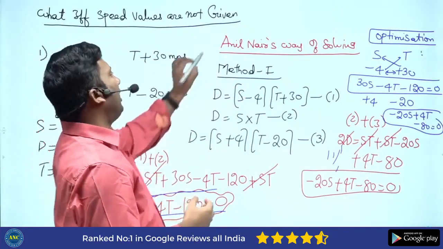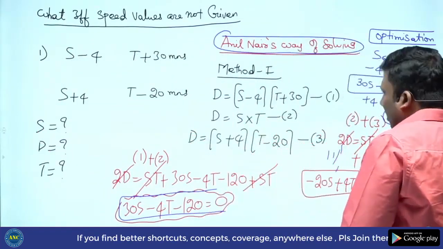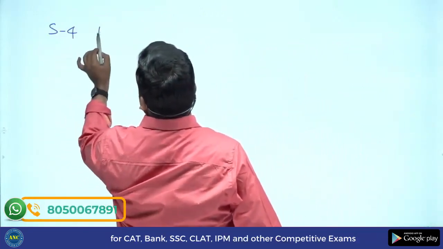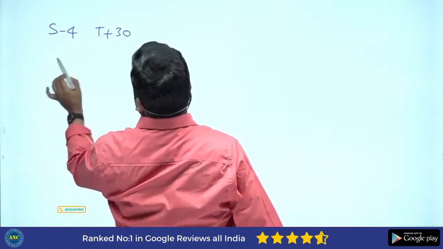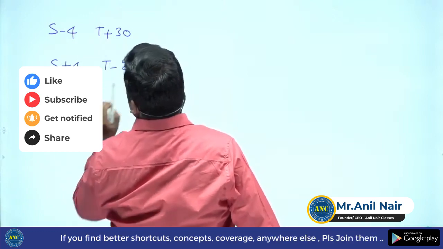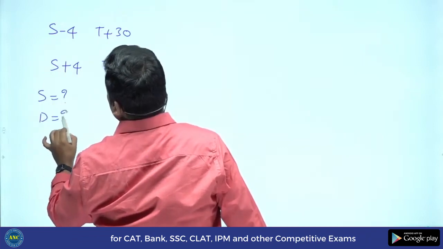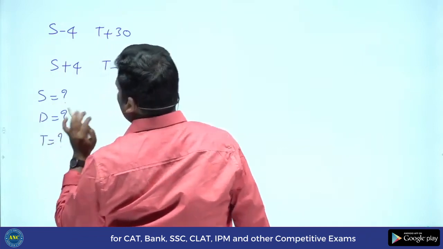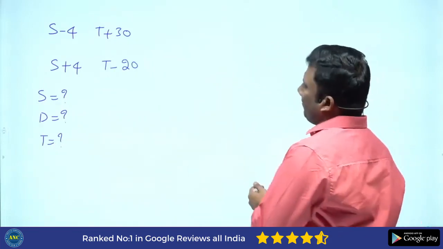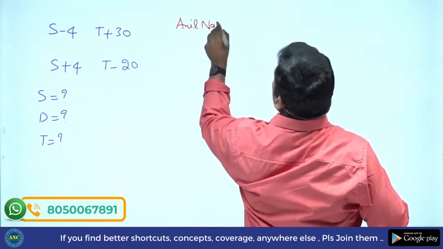Now look at Anil Nayar's way of solving. How will I solve this question? The question is like this. S minus 4, t plus 30. S plus 4, t minus 20. So I require actual speed, actual distance and actual time. Now if you see here, how this is derived.